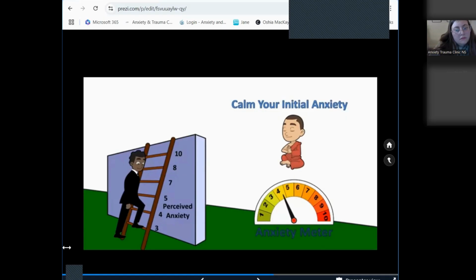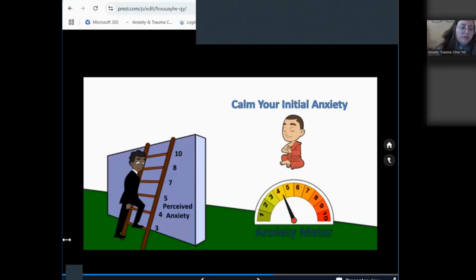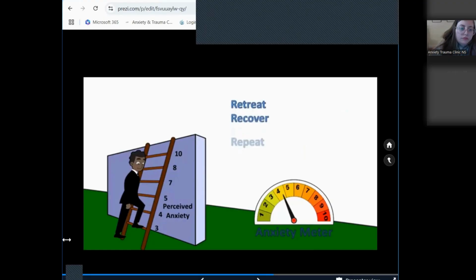And it's going to be a negative experience that's going to increase the amount of anxiety that you associate with this step, rather than be a habituating experience that makes you more comfortable with this step. So if your anxiety stays elevated, then it's time to do the 3 R's: retreat, recover, and repeat.